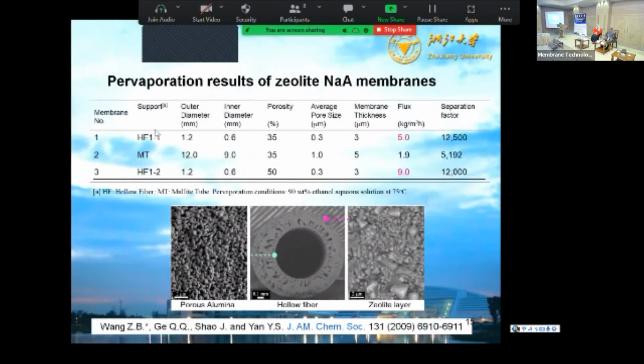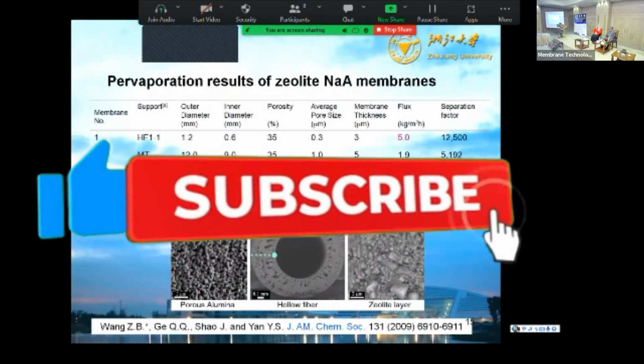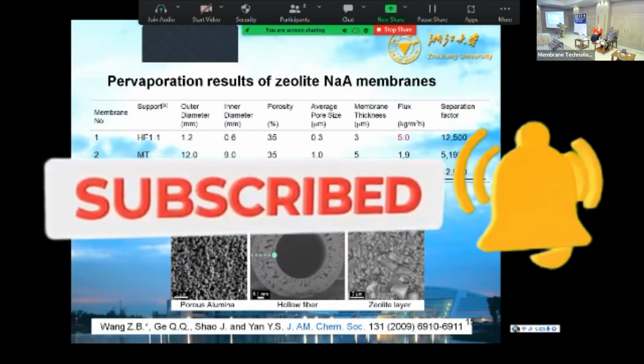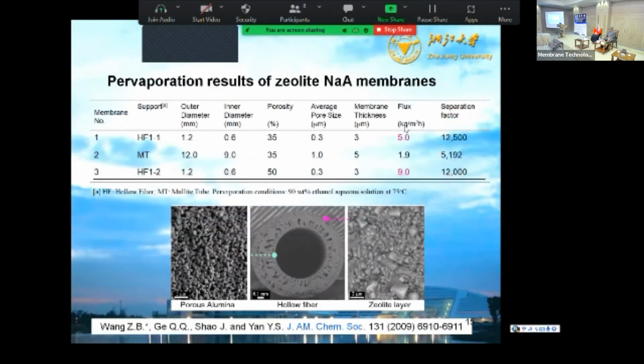And this slide shows the hollow fiber zeolite A membranes showed very high flux compared to the mullite tube. Mullite tube usually gives just less than 2 kilograms, and we can get 5 kilograms. If we use high porosity hollow fiber, like 50%, we can get a flux of 9 kilograms, okay? And the separation factor is all higher than 10,000. And this slide shows alumina hollow fiber. Inside is porous alumina, and the outside is a continuous zeolite layer.